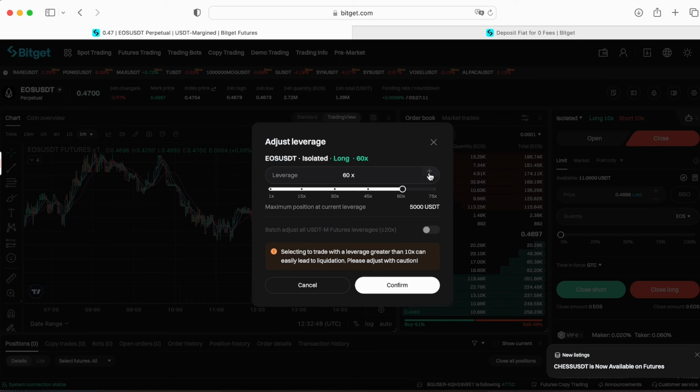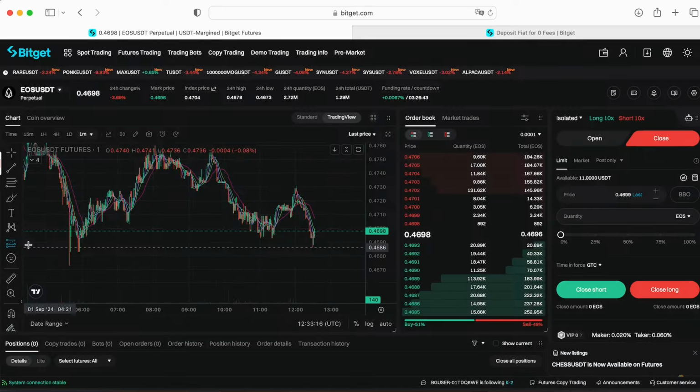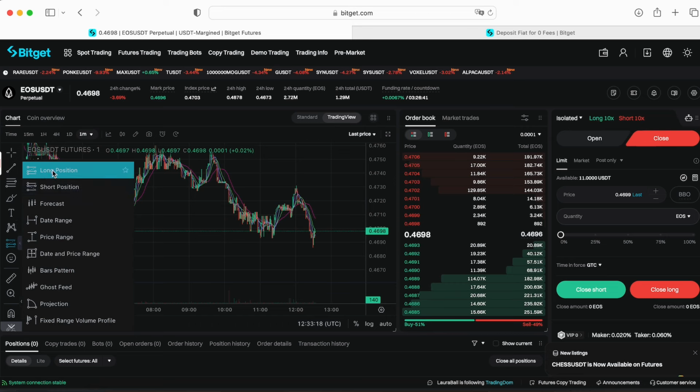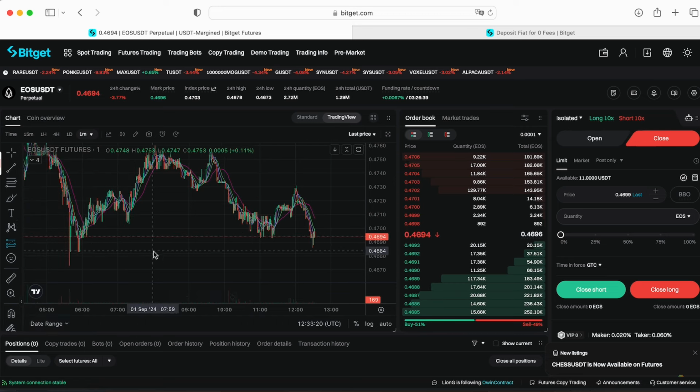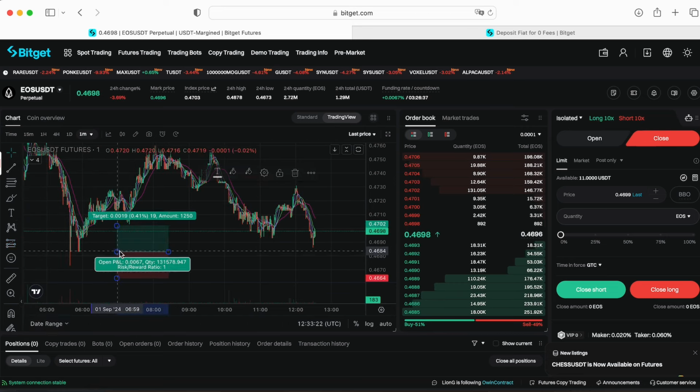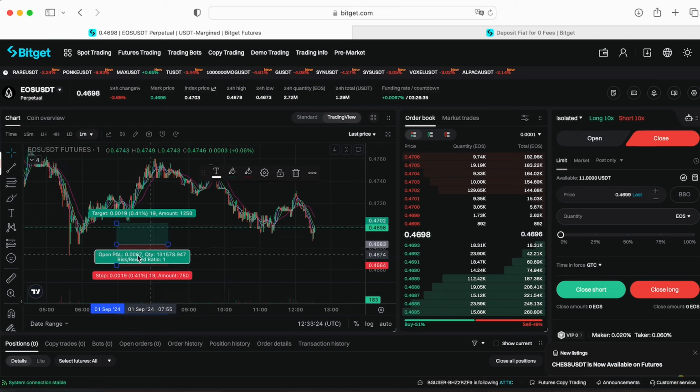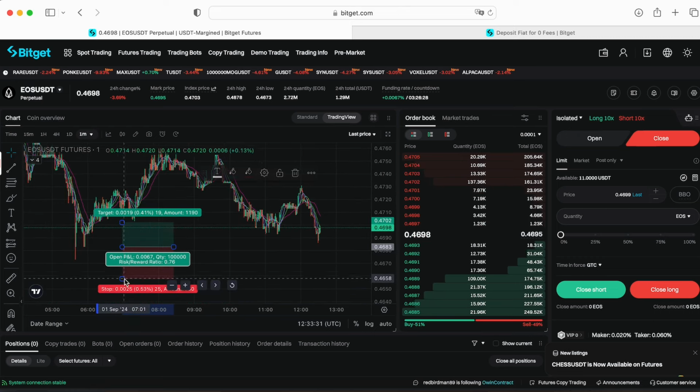But be careful, because the higher the leverage, the bigger the risk. So let's move on, just for example, to 10x leverage, confirm. You can use the long short instrument. For example, this one, I would like to open long here. And my stop loss will be like 0.5%.